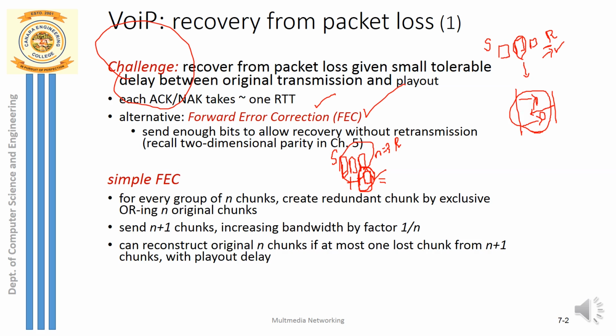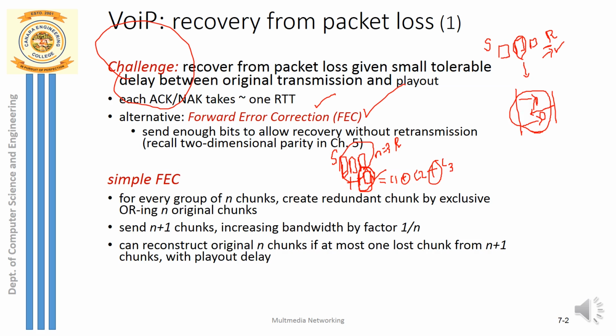So how should this redundant chunk be? For chunk 1, you simply XOR all these chunks. XOR the first chunk with the second chunk, and then XOR that again with the third chunk. The XORed result is nothing but your redundant chunk here.